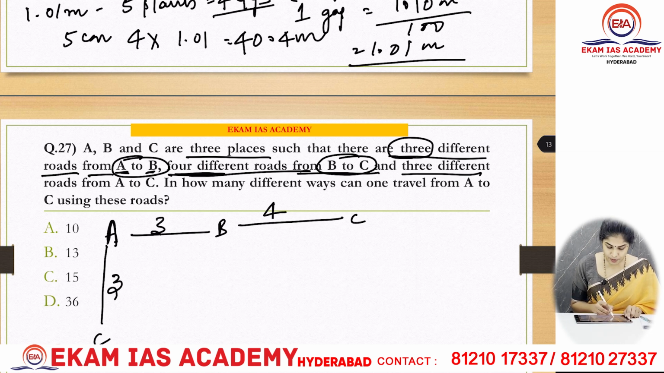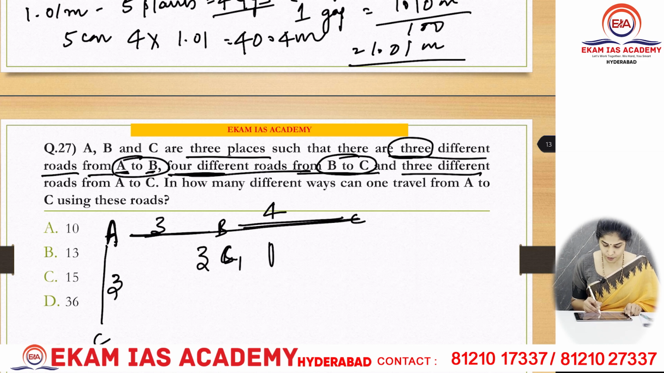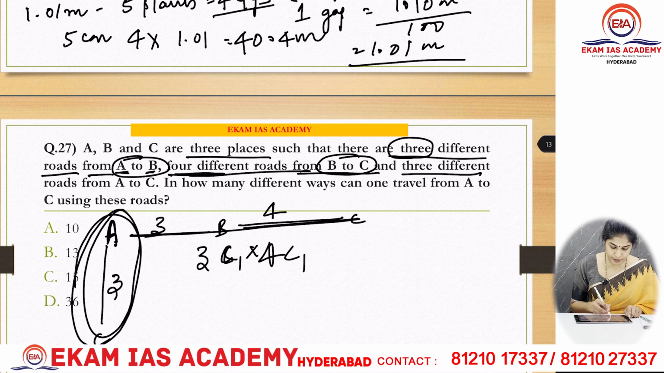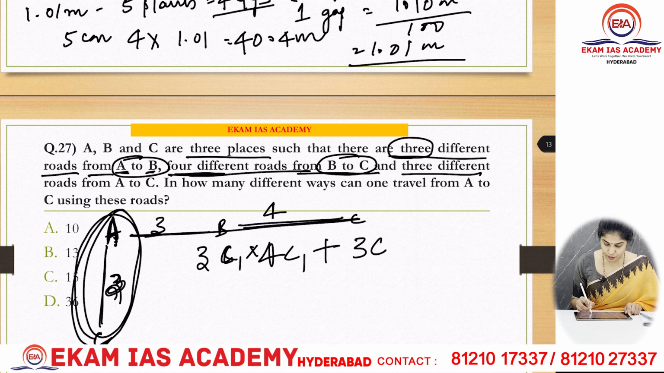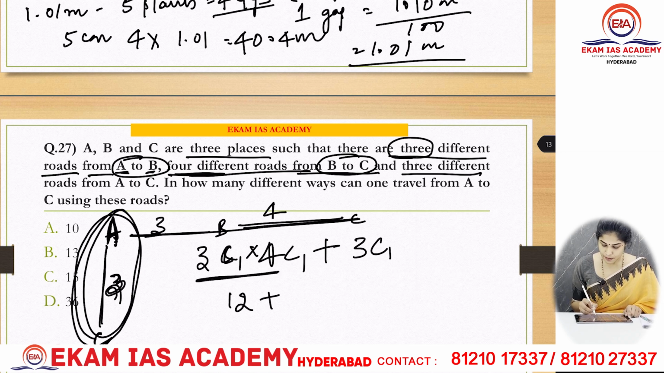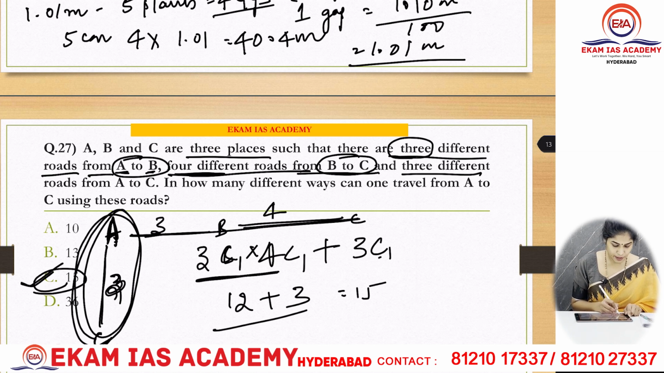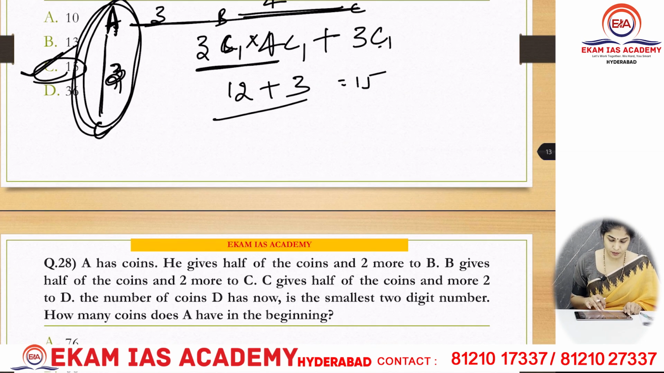So one can travel from A to B and then C, right? It is 3 combination 4. Or one can travel from A to C directly in 3 different ways, so it is plus 3. It is 3 into 4, which is 12, plus 3, which is 15 ways. C is the right option. Next question.